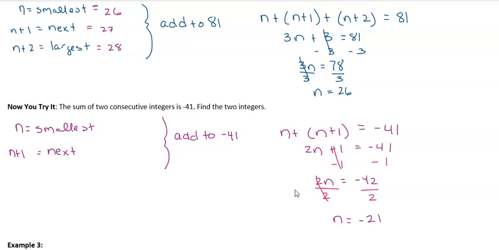And you should get -21. So that means the smallest number is -21. And the next number, now remember, it's n plus 1 and it's negative, so -21 plus 1 is -20. So be careful with these negative problems. So you add them up, make sure they equal -41, and they do.